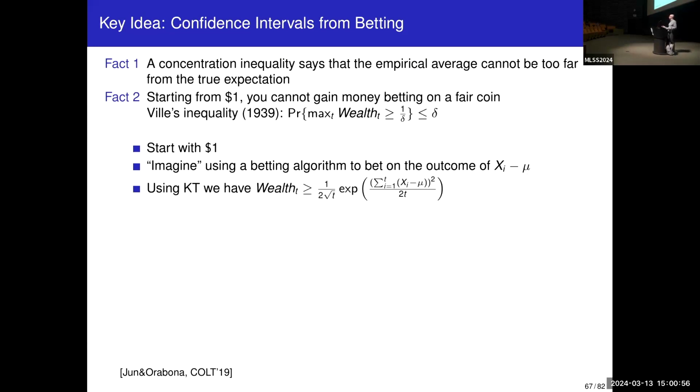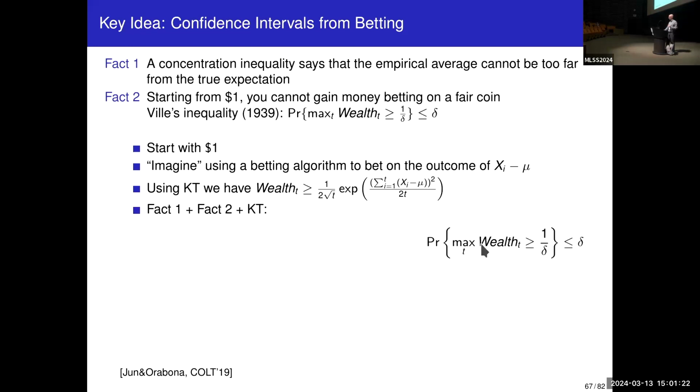Now, which algorithm do we want to use? We can use any algorithm. Let me use Krichevsky-Trofimov, the one that I showed you before. Krichevsky-Trofimov says your wealth will be at least this quantity, where these are the sum of the outcomes of your continuous coin. And it doesn't matter how the continuous coin is generated, this is always true deterministically. Okay? Now, that's it. We have all the ingredients to prove our concentration.